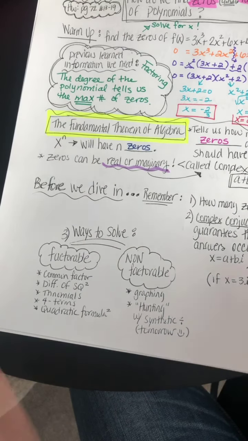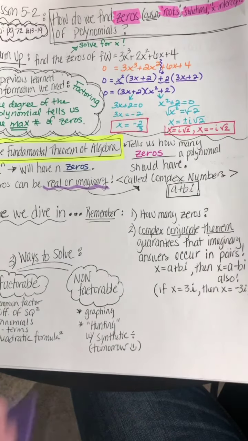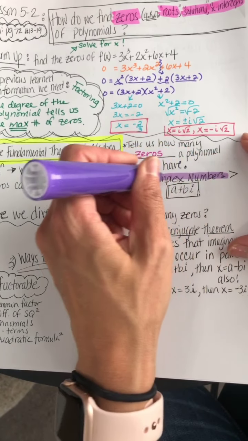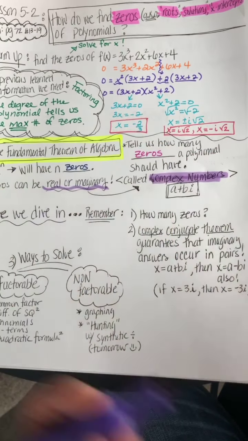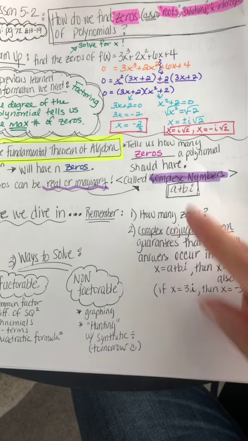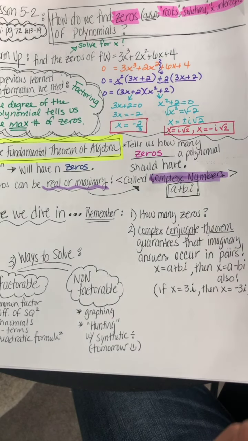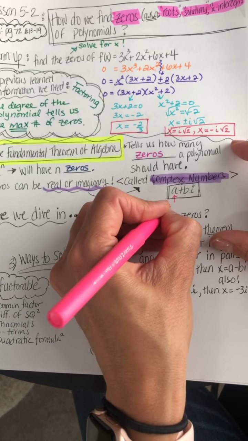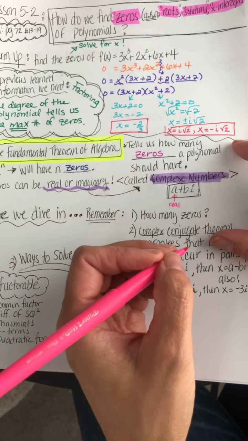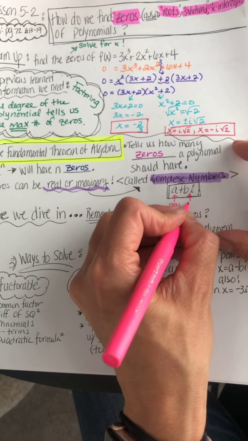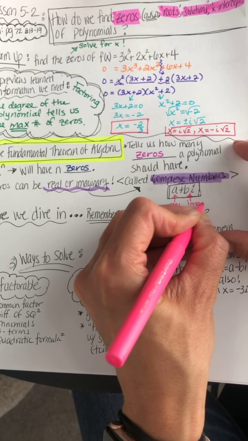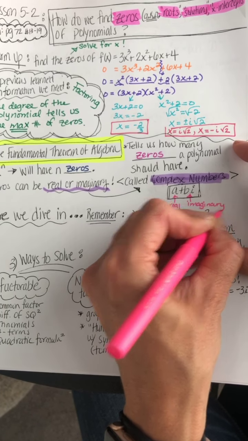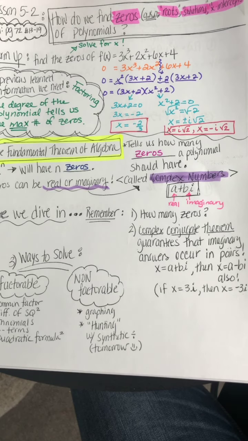Those are called complex numbers. You learned this too back in Math 2. They're in the form a plus bi, where a is the real part and bi is the imaginary part. This is the real number part of the number, and this is the imaginary part of the number. When you put them together, that makes it a complex number because it's complex. It has a real part and an imaginary part.